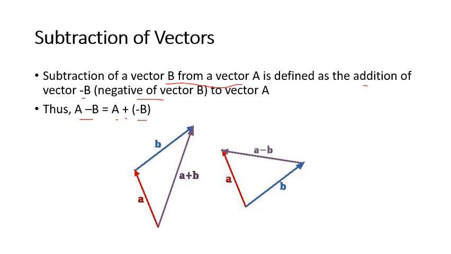So look at the diagram, students. This is your a vector and b vector. What will be the result? As per the triangle law of addition, you will get a plus b. The third side of the triangle is the combination of the 2 sides, isn't it? But now look here, both the arrow marks are in opposite directions, so here you will get a minus b. So subtraction of vector b from vector a is defined as the addition of vector minus b to vector a.